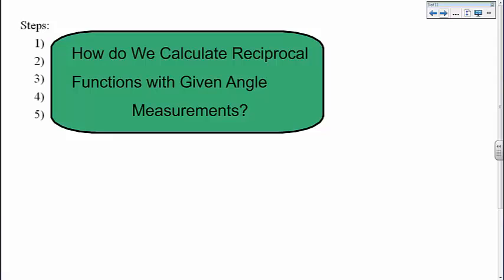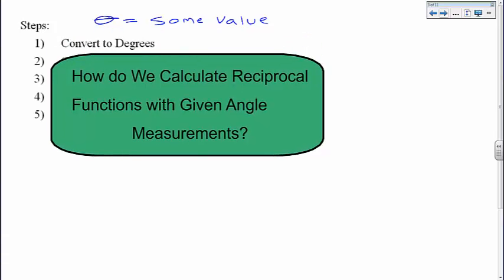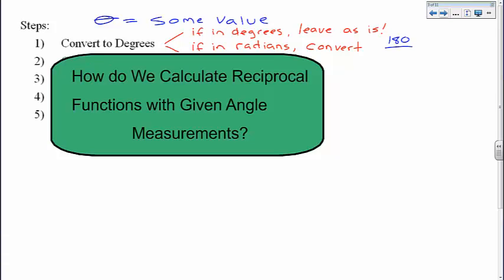So the question remains, how do we calculate reciprocal functions with a given angle measure? In other words, what happens when theta actually has a value? Well, we follow these 5 simple steps. First, we want to figure out what the angle is in degrees. If it's already in degrees, we leave it as is. If the measure of the angle is in radians, we need to convert it to degrees. And we do this by multiplying by our conversion factor 180 over pi.